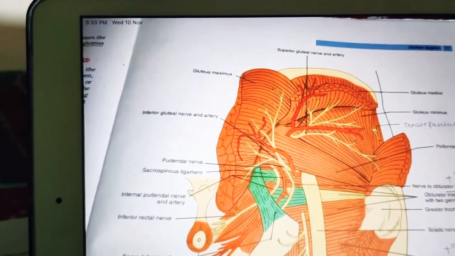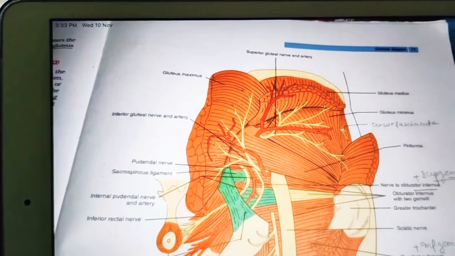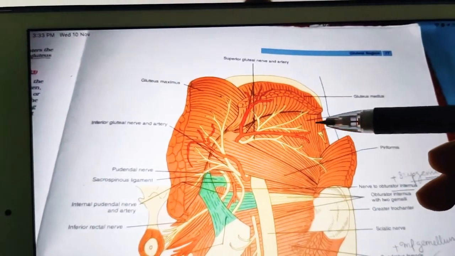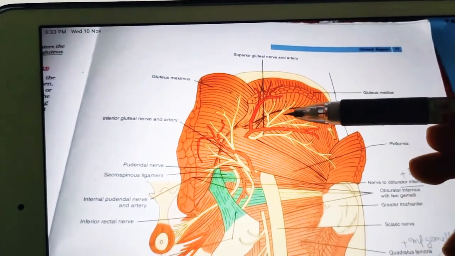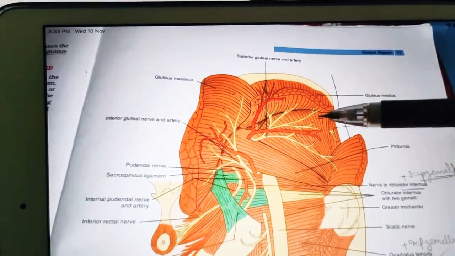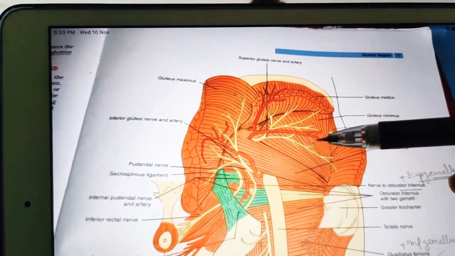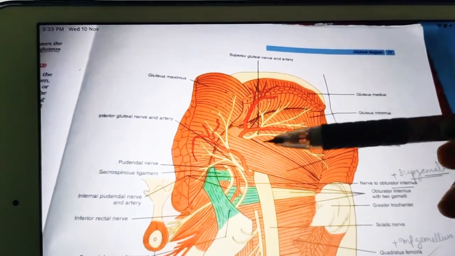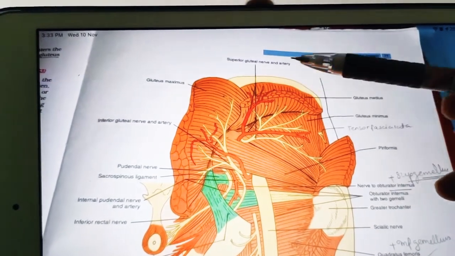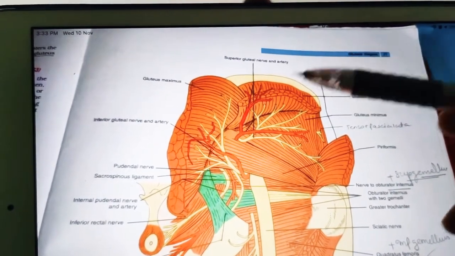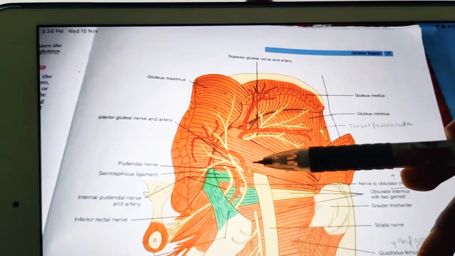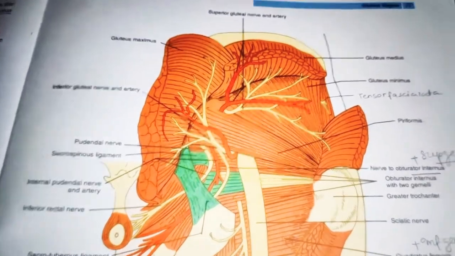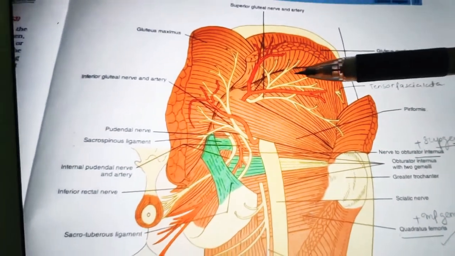The surface marking, as you can see, is near the gluteus medius, just below the gluteus medius muscle and above the piriformis muscle. Let us see the course and distribution. It enters the gluteal region through the greater sciatic foramen, passing above the piriformis, the same as the superior gluteal nerve. Along with the superior gluteal nerve, it also travels the same way.